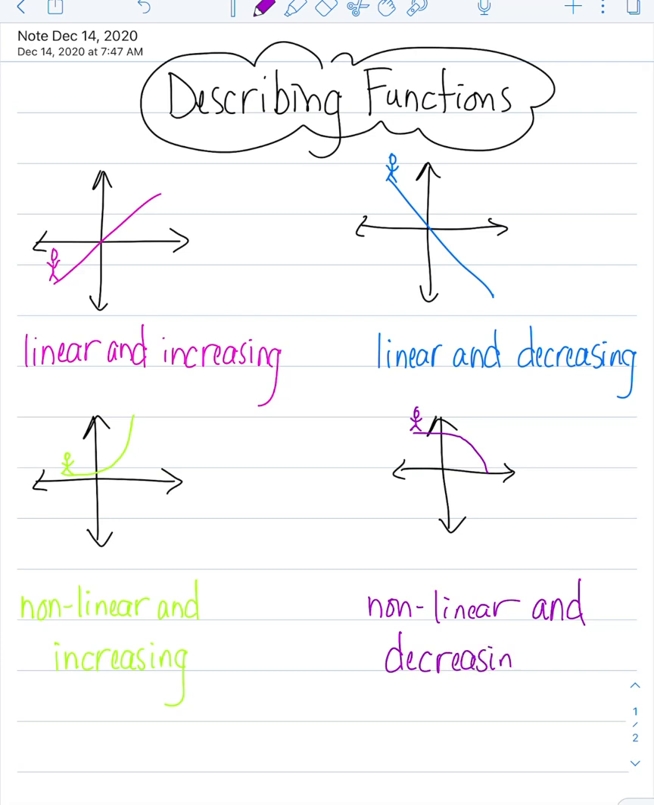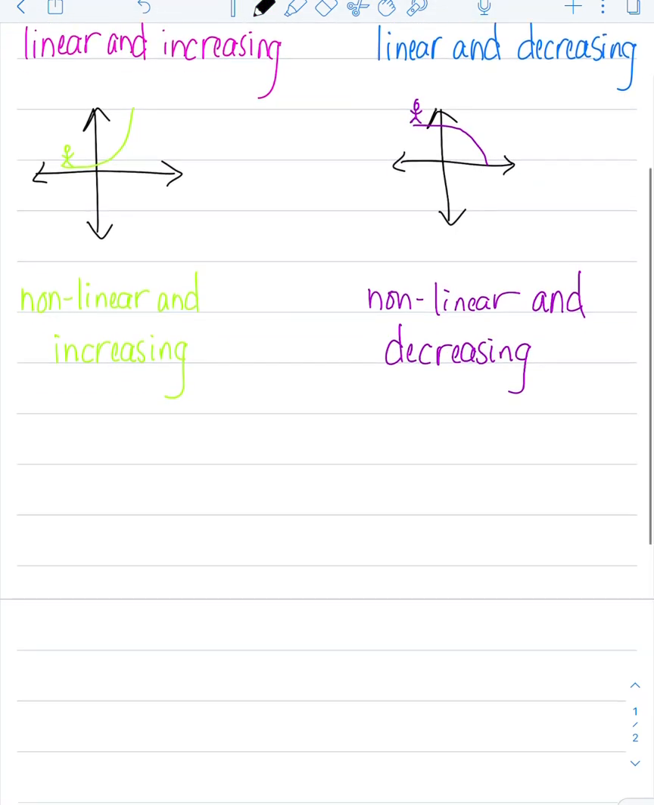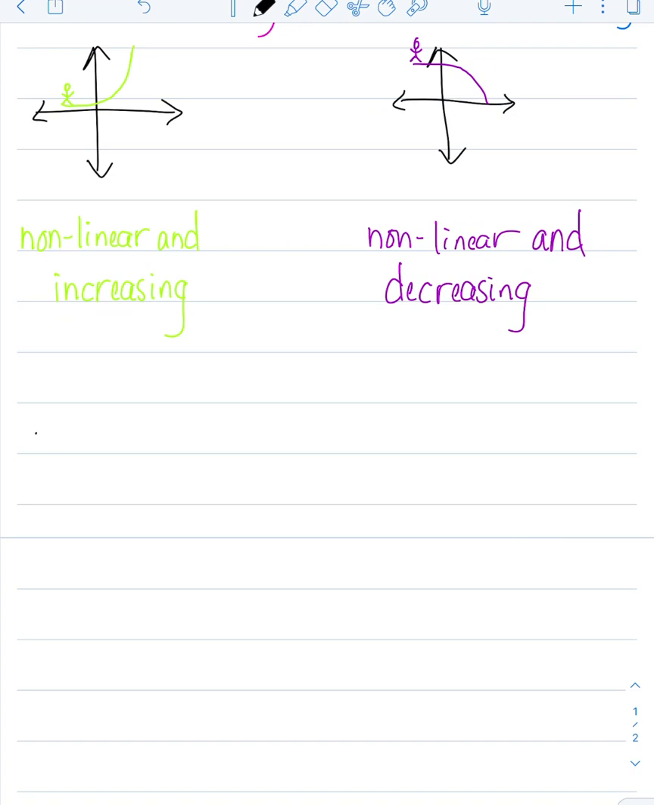So as we do our work today, these are the 4 ways you're going to describe graphs: linear and increasing, linear and decreasing, nonlinear, if it has a curve, and increasing and going up, nonlinear and decreasing. So let's take a look at some of the types of work you're going to use. And today you're going to use your calculator to help you. So sometimes you'll have an equation, and I'll ask you to describe that.